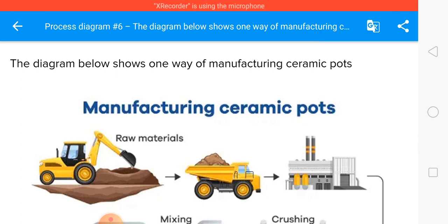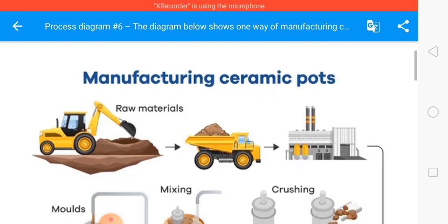Manufacturing ceramic pots. One thing I want to make clear is that in process charts we mostly use passive voice in the present indefinite. For example, subject is followed by the third form. So most of the sentences will have the same structure over here.